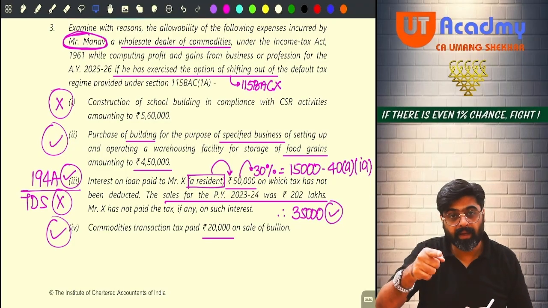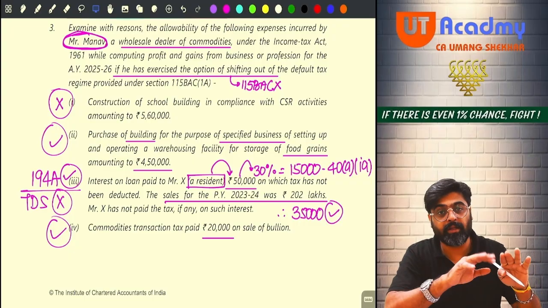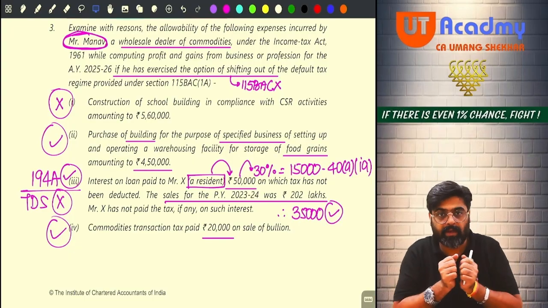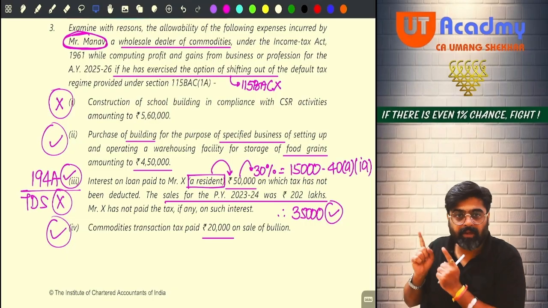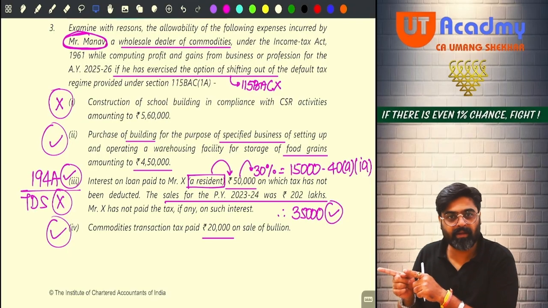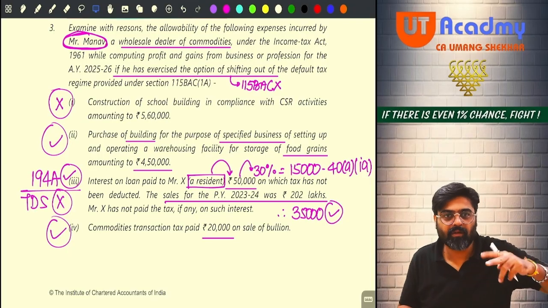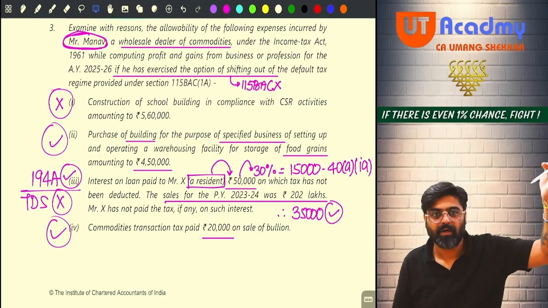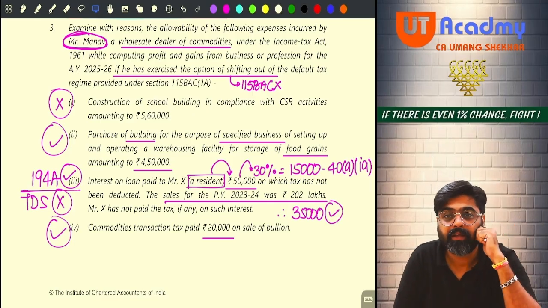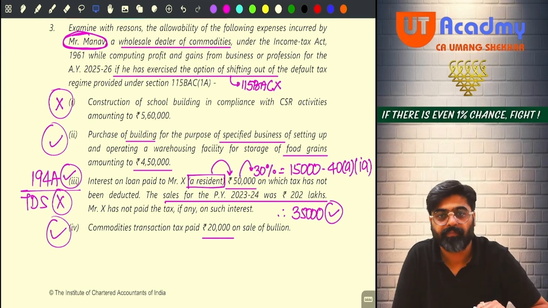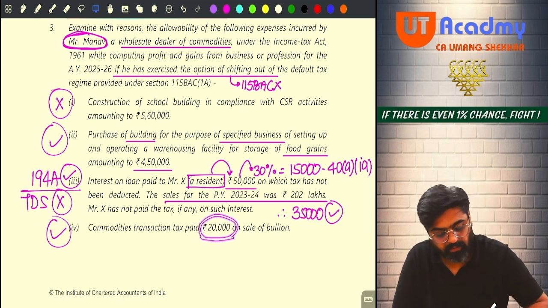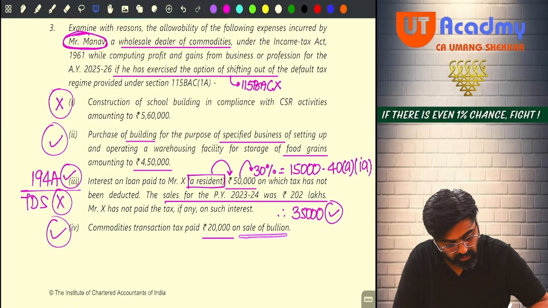Whatever buying and selling transactions of commodities he will do, whatever income results from there will be his PGBP income. To calculate this PGBP income, the buying and selling transactions happened on a recognized commodities exchange. Has he paid any CTT? Yes. See the last point. Commodities transaction tax. How much? 20,000 on sale of bullion.